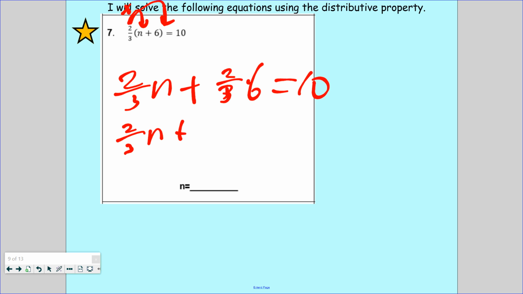How can I turn this 6 into a fraction? Put a 1 underneath it. So what is 2 times 6? 12 over 3, or 12/3. 2/3 n plus 4 equals 10. Now let's solve this.